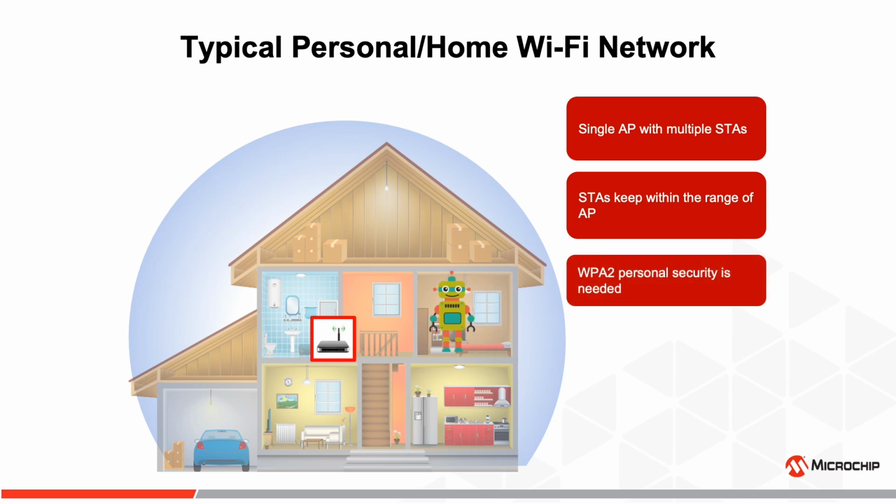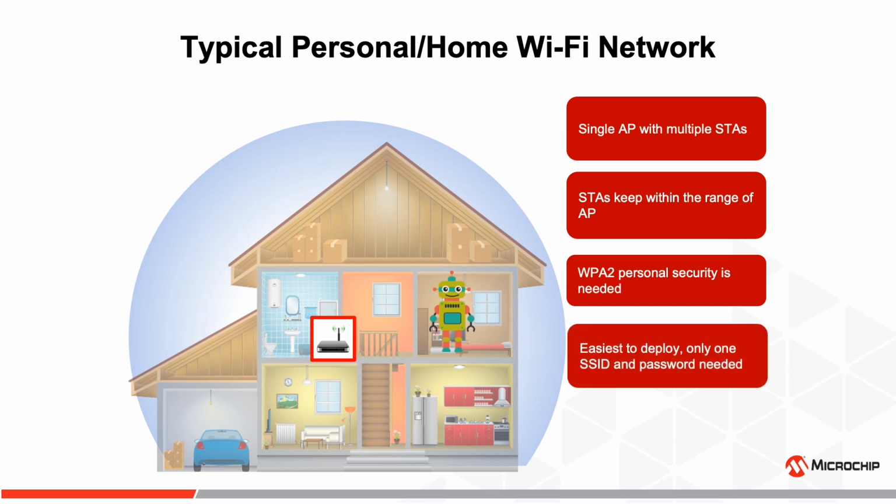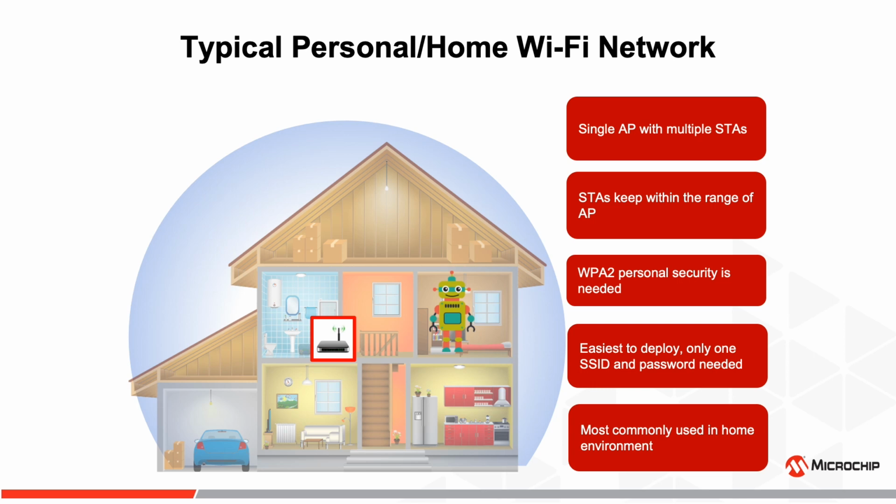In this case, WPA2 Personal security is what's generally used in this scenario, and it's quite straightforward. We're all familiar with how to gain access to our home networks. There's only one SSID and one password that's required typically in this scenario. And of course, this is our home environment, so we're very familiar with this.